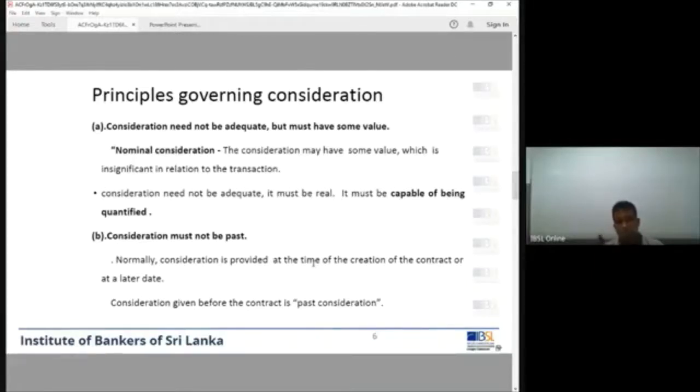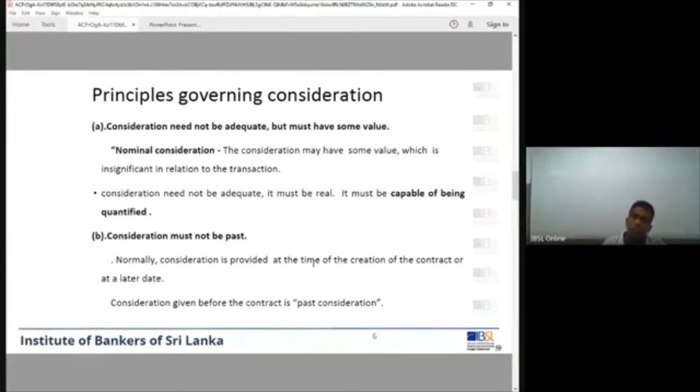As we know, the nominal consideration is not good for a valid contract, right? It has to be good consideration and it has to be a valid consideration. The consideration need not be adequate, but must be real. It must be capable of being quantified. So the consideration should have a value. We should be able to quantify it. Quantify means that we should be able to measure it by rupees or by dollars or whatever.